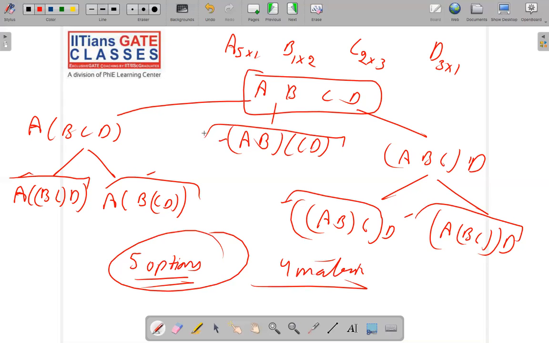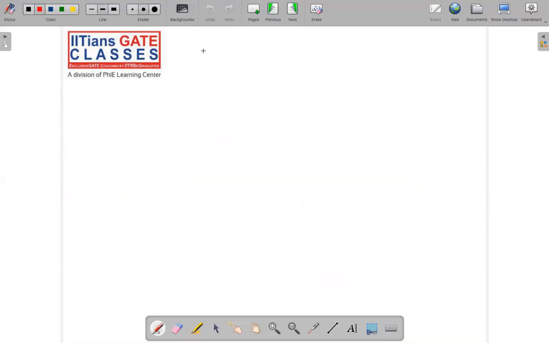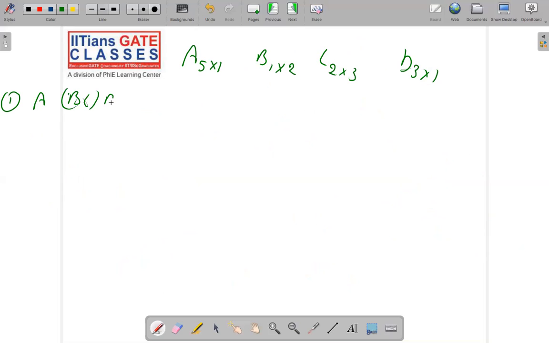Let's solve this one so it will be clearer for you, right? Let's consider our matrices. We have A with 5 by 1, B 1 by 2, C 2 by 3, D 3 by 1. Okay, let's see our first option, A, B, C, D, and then this. Let's see what the effort is here.